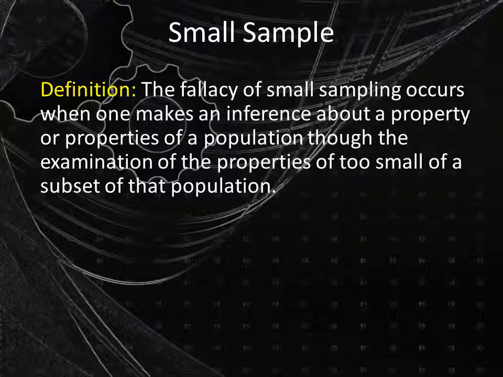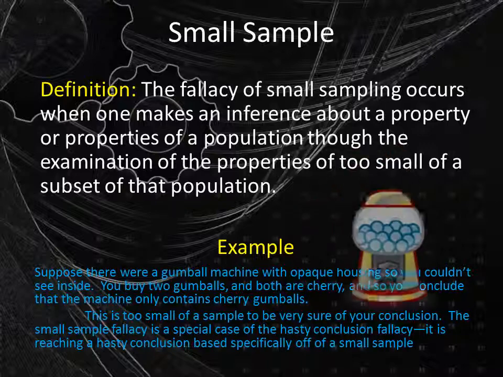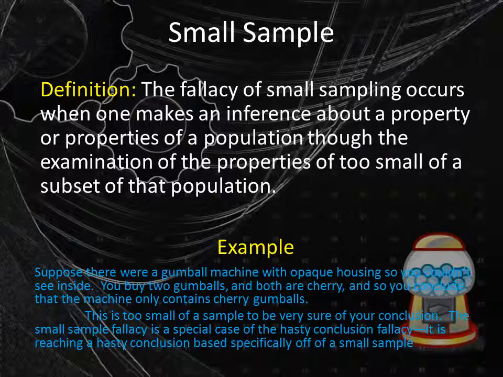Okay, the fallacy of using too small of a sample. One commits this fallacy when one makes an inference about a property or properties of a population through the examination of too small of a subset of that population. We have talked about sampling before, and in that example I believe we used a gumball machine as well. It works well as an analogy. See? Reasoning by analogy. We are using our concepts.